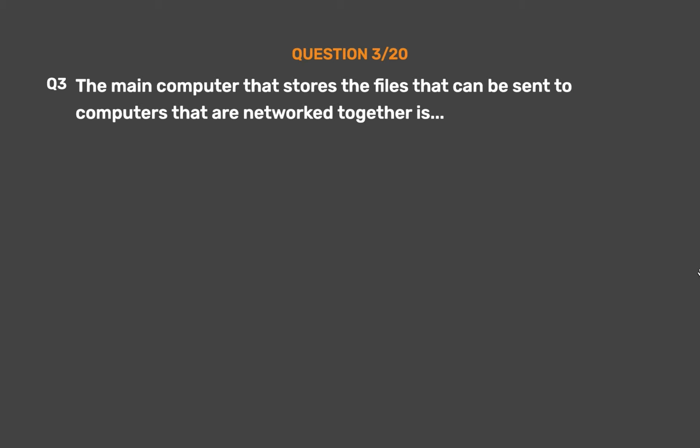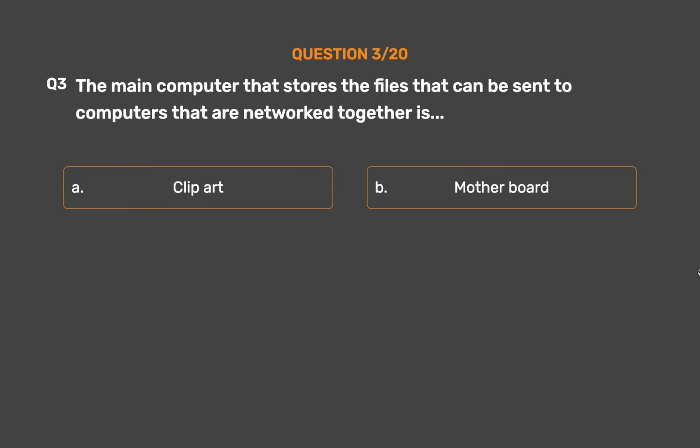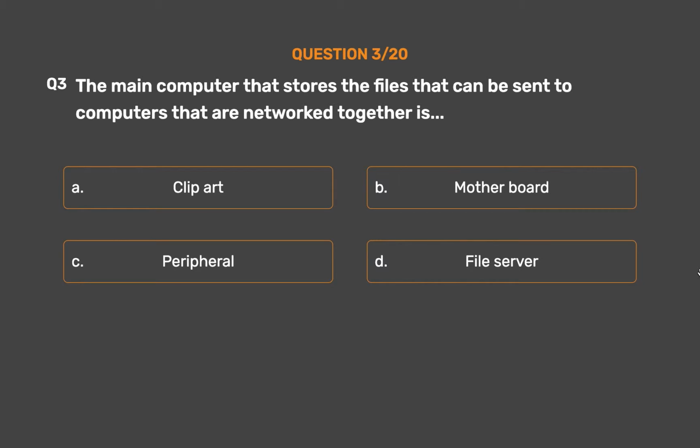Question number 3. The main computer that stores the files that can be sent to computers that are networked together is Option A. Clip art. Option B. Motherboard. Option C. Peripheral. Option D. File server.